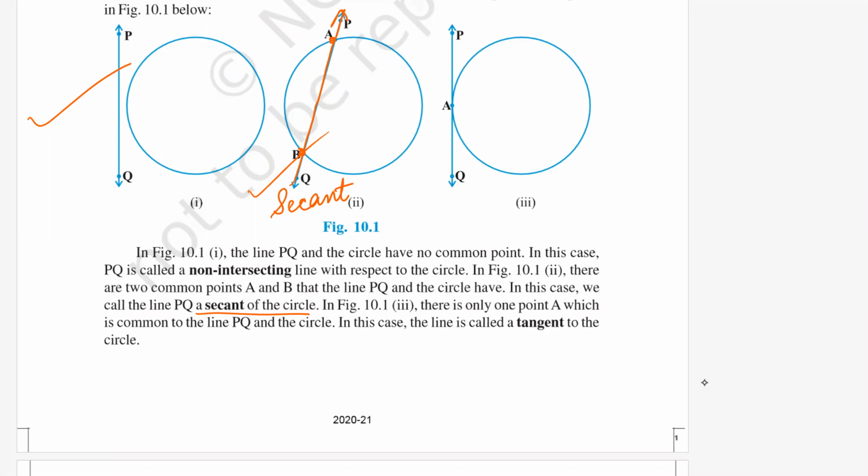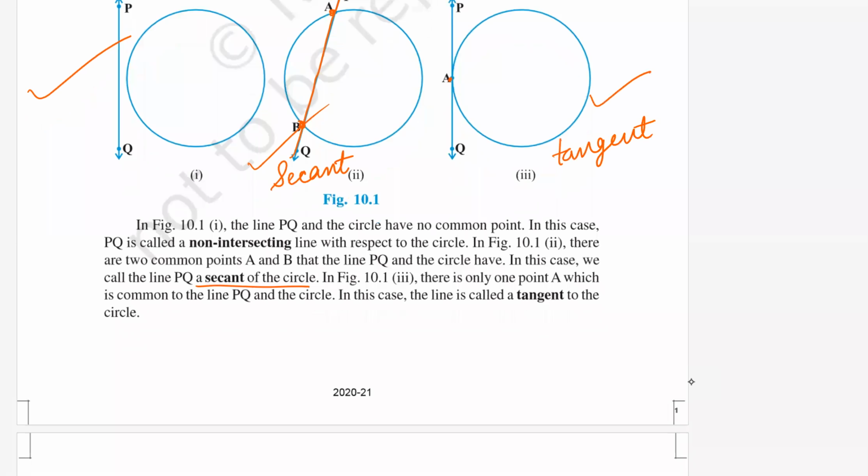Now, in the third case, the line is intersecting the circle at exactly 1 point. This is called a tangent. A tangent to a circle intersects the circle at only 1 point.